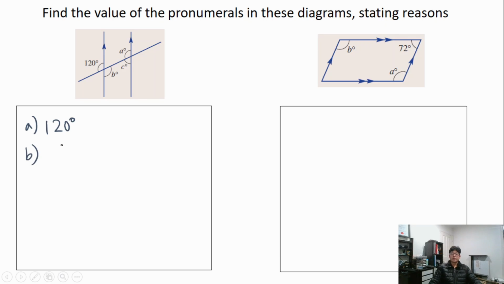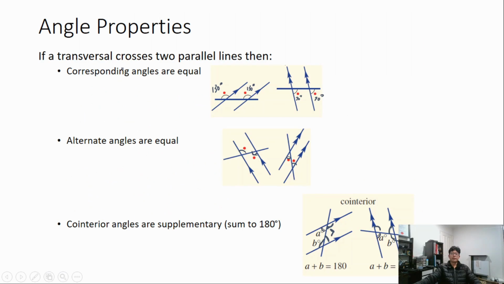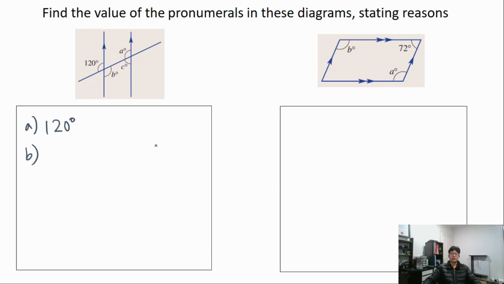If you remember your definitions from before, angle B is on the other side of the transversal and inside the other two lines. That means they are alternate angles. And alternate angles, once again from a previous slide here, it says alternate angles are equal. So that means that angle there, angle B, is also 120 degrees.